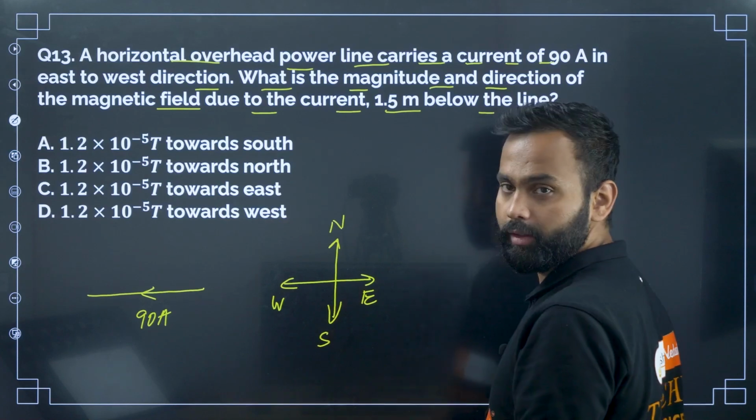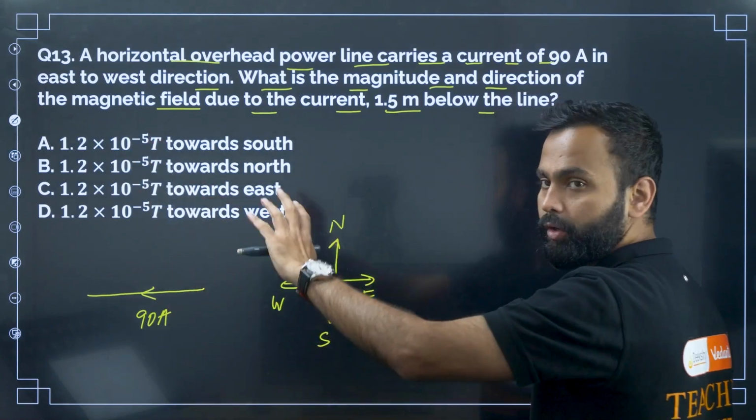So anyway, all of them are wrong. So the correct option is A, right? B, C, D are wrong. The correct option is A.